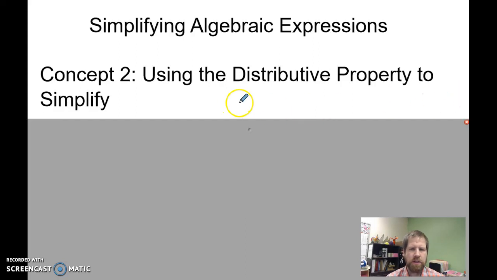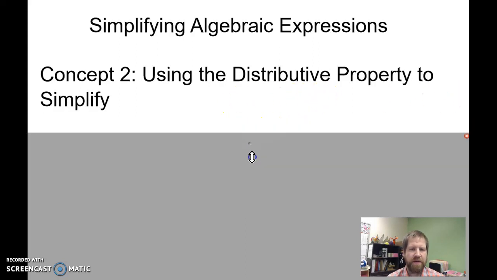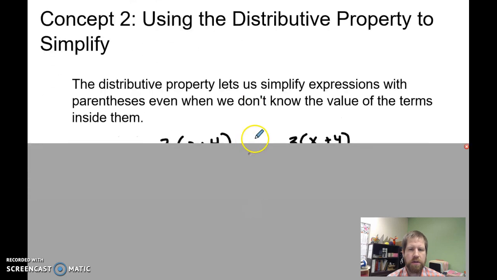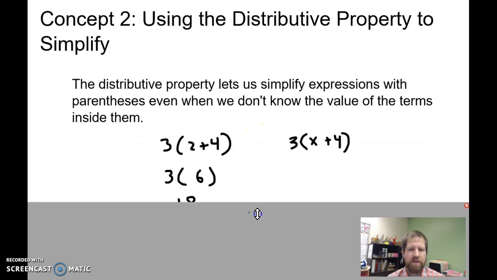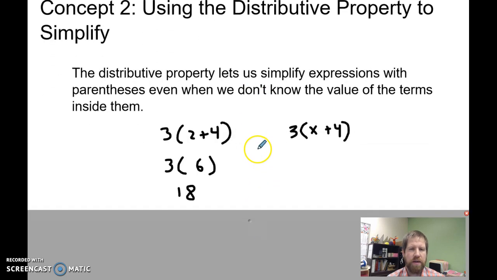Concept 2, using the distributive property to simplify. So the distributive property lets us simplify expressions that normally we couldn't. Usually, if we have an expression with parentheses, we use the order of operations, and it tells us, okay, do whatever is inside the parentheses first. So 2 plus 4 to get 6, and then multiply what's outside to get 18 in this case.